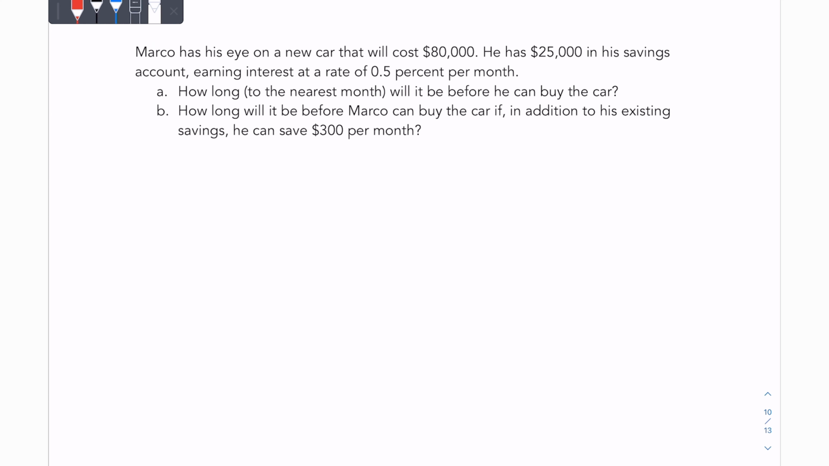Margot has designed a new car that will cost $80,000. He has $25,000 in his savings, earning interest at a rate of 0.5% per month. How long, to the nearest month, will it be before he can buy the car?